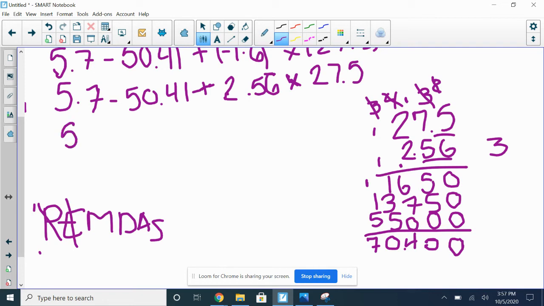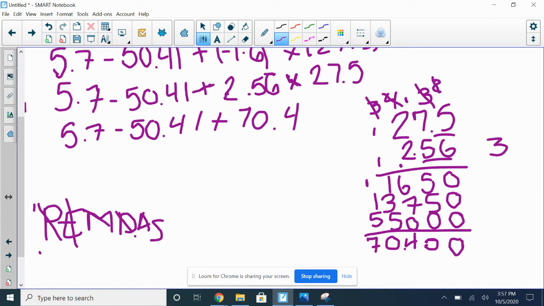5.7 minus 50.41 plus, and our multiplication answer was 70.4 because we counted our decimals and we know they were both positive. 2 positives give me a positive. And now we have addition. We did multiplication. There was no division.